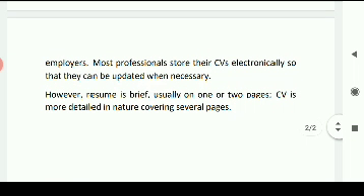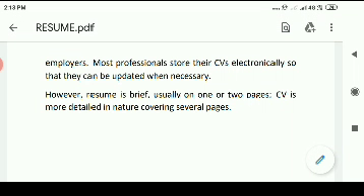And at the time of applying for a job, they simply provide this curriculum vitae to the employer. Okay. However, resume is brief, usually on 1 or 2 pages. That is again important, but whenever you are trying to prepare a resume, prepare it on just 1 page. Okay. Curriculum vitae is more detailed in nature, covering several pages, right? There are certain CVs which are very long, and which cover each and everything of a person. But generally you require a very brief account of your details, your biodata, that is essential and necessary to get a job.